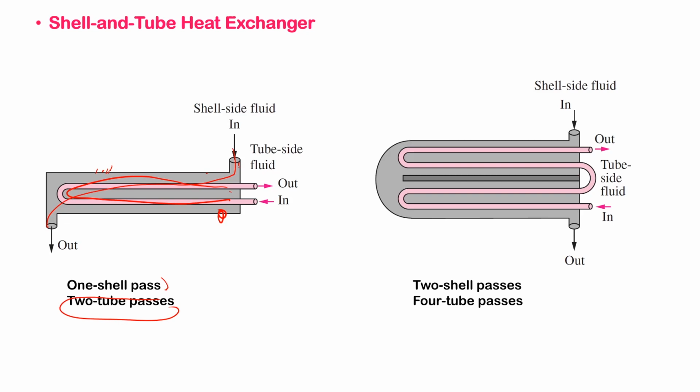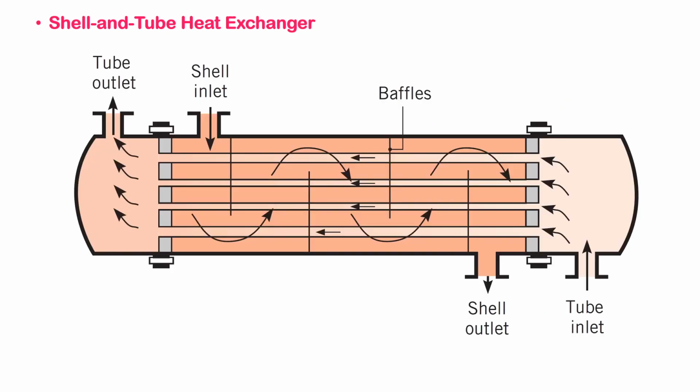You may have another type. You may have a barrier here that is separating the fluid. So we have two shell passes. Ideally you may think this is one shell pass, this is another shell pass, and then you have 1, 2, 3, 4 tube passes. So you count the number of passes on each side, shell side and tube side, and you report that, and that is the name of the shell and tube heat exchanger.